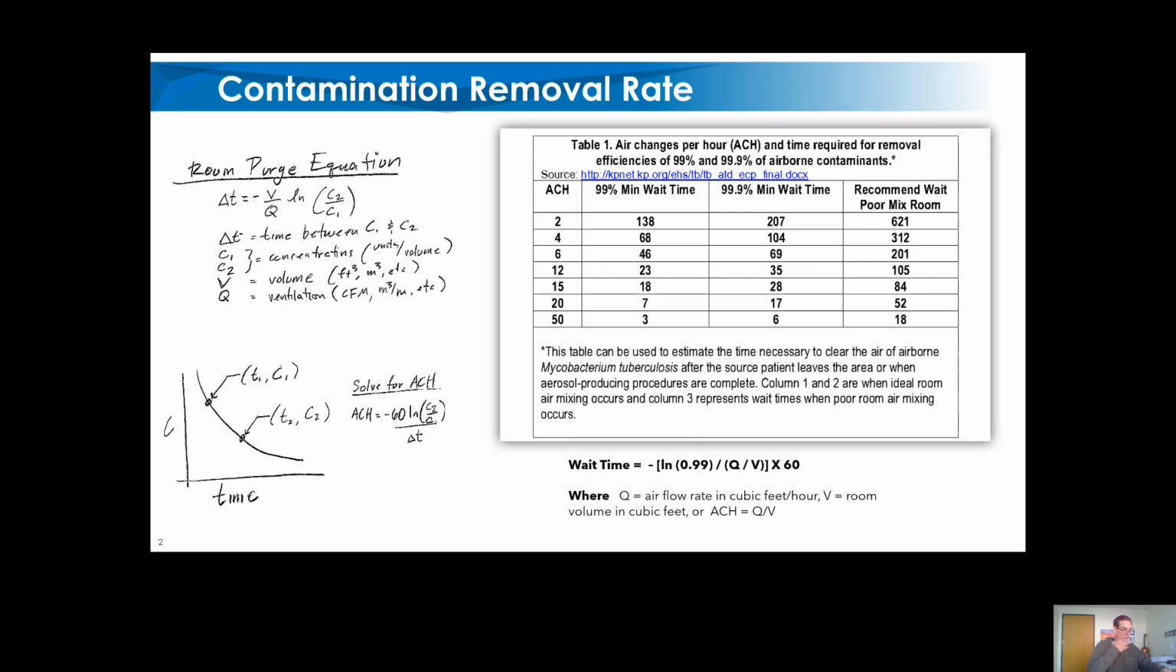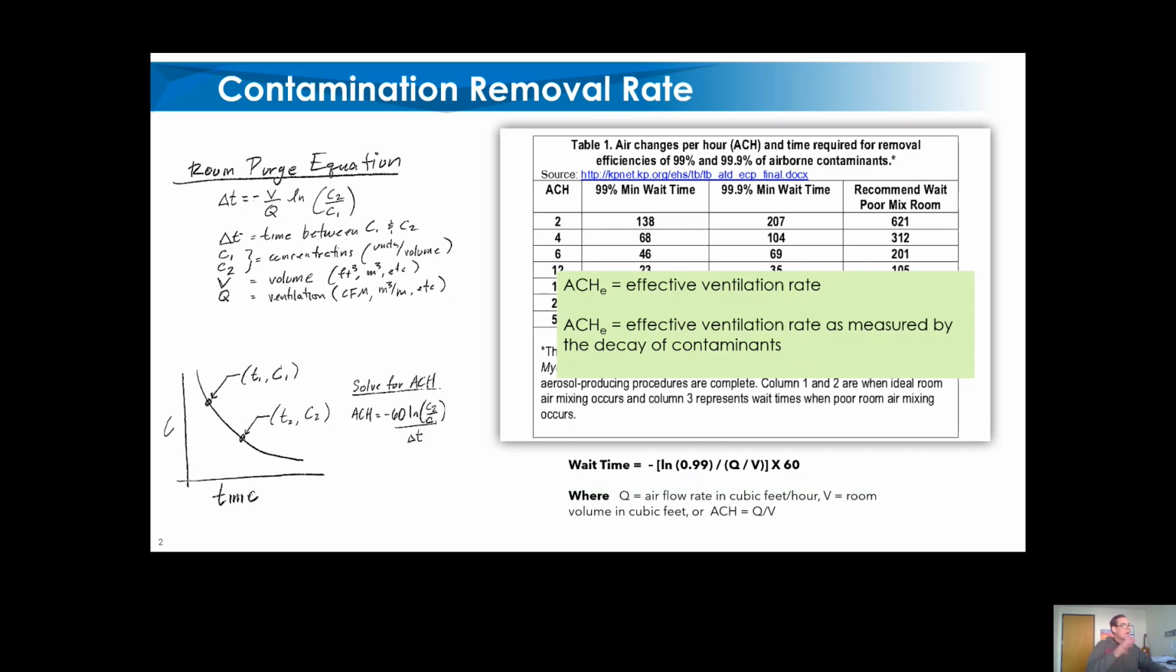The real name of that equation is the room purge equation, and it's very handy for field measurements because I can walk into a room with a particle meter and a can of Aquanet hairspray and contaminate the room, then take a reading and then take another reading 5 minutes later and calculate the room air change rate based on that. So we've been calling this, the units are air changes per hour, but I think it's a little bit different than just room ventilation number. So we call it the effective air change rate, or the air change rate as measured by the contaminant removal.